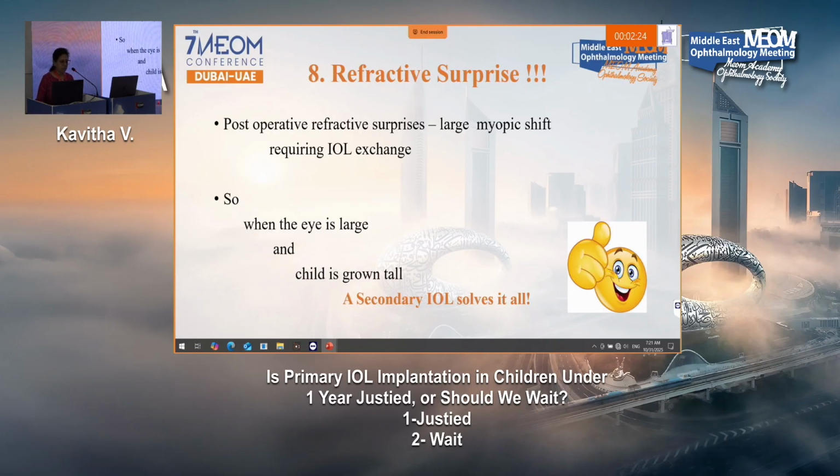Coming to refractive surprises, the eighth point to be considered is the post-operative refractive surprises, which could be a large myopic shift requiring IOL exchange. That means another surgery for the child. So when the eye is large and the child is grown tall, why not think of a secondary IOL? It can solve most of the problems.